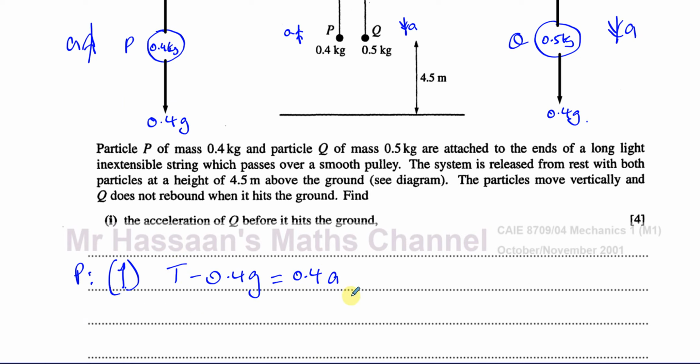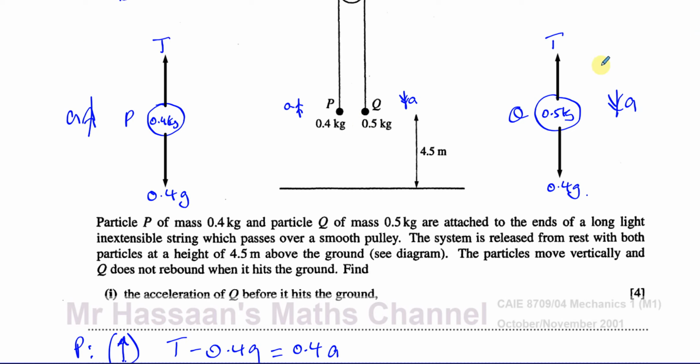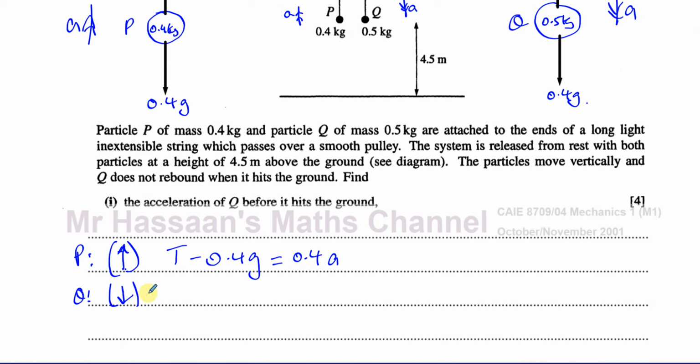If we look at Q, we can do a similar thing, but Q is moving down. Q is accelerating towards the ground, so for Q I'm going to take down as positive. Then I have 0.4G minus T equals mass times acceleration. So 0.5G, sorry, what am I doing? I was about to make a silly mistake there. That's 0.5G, because its mass is 0.5, its weight is 0.5G. So 0.5G minus T equals its mass 0.5 times its acceleration.